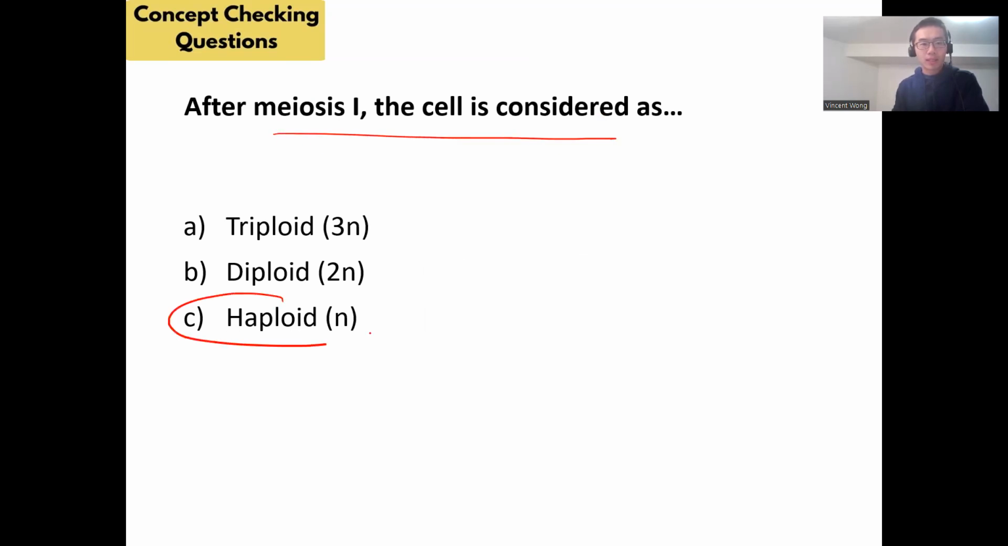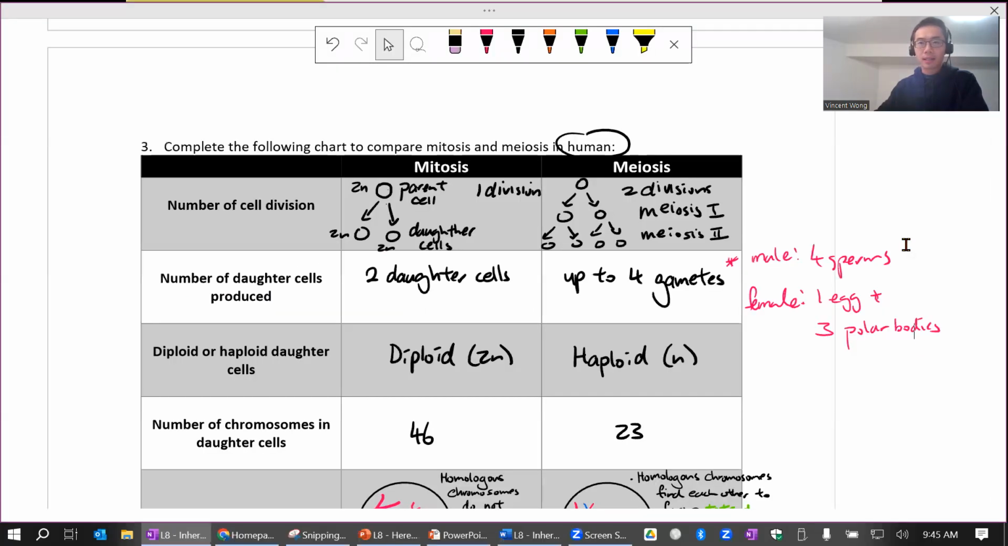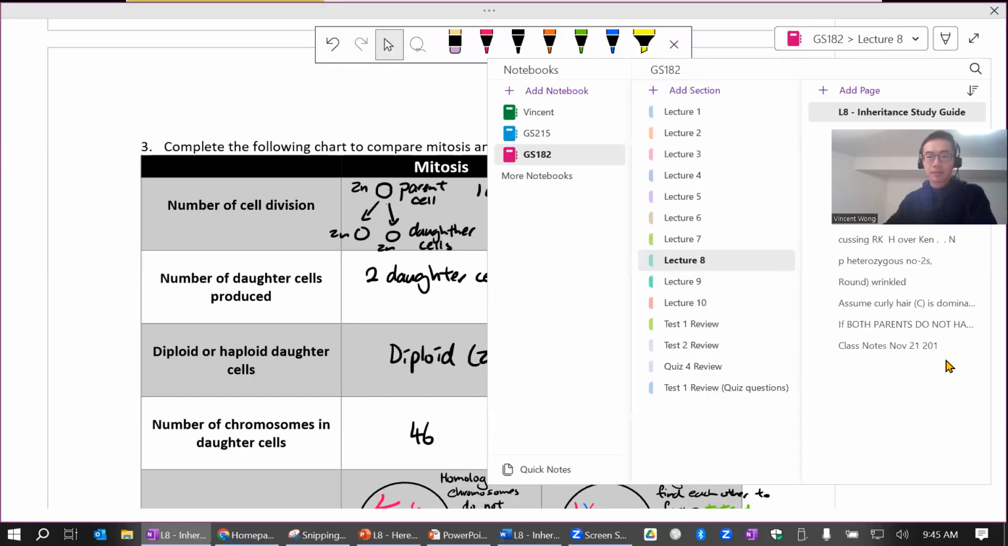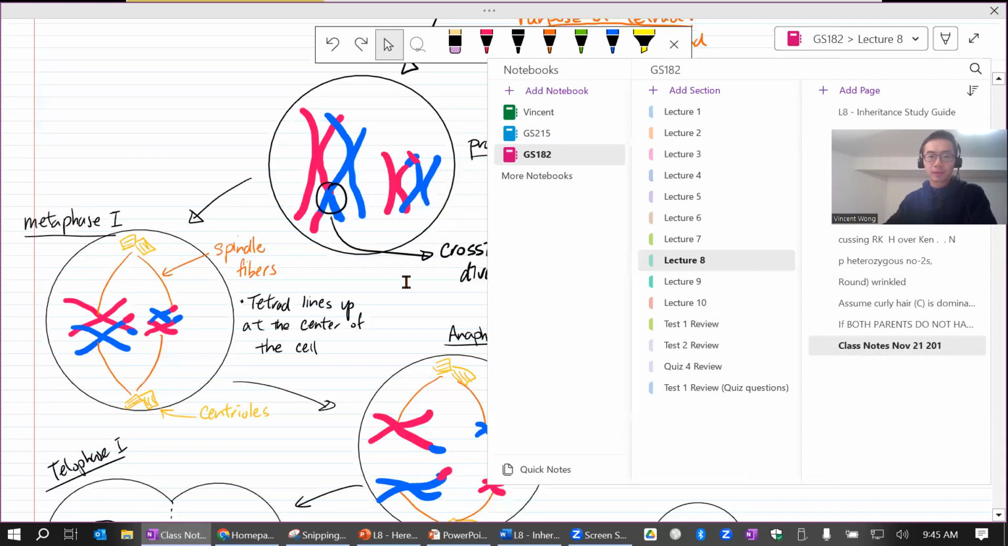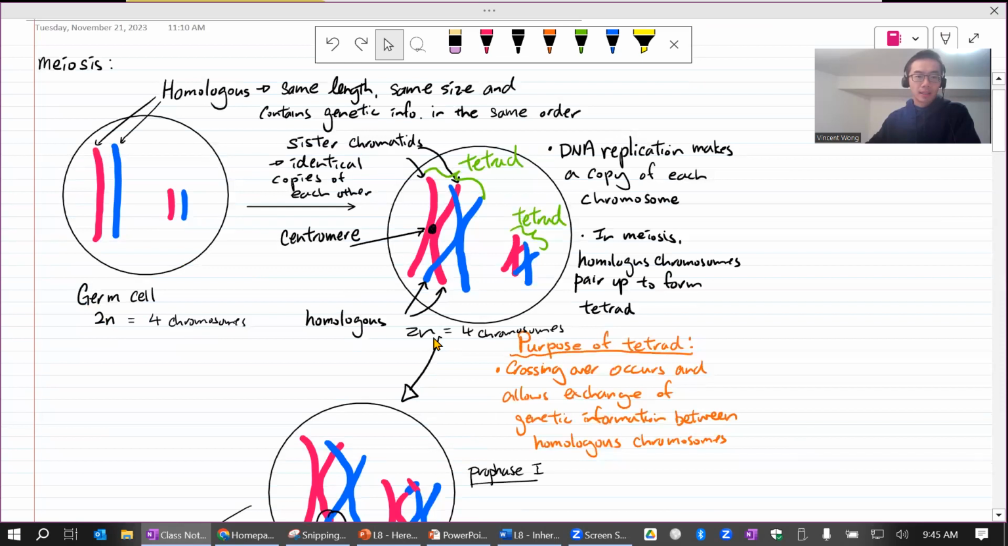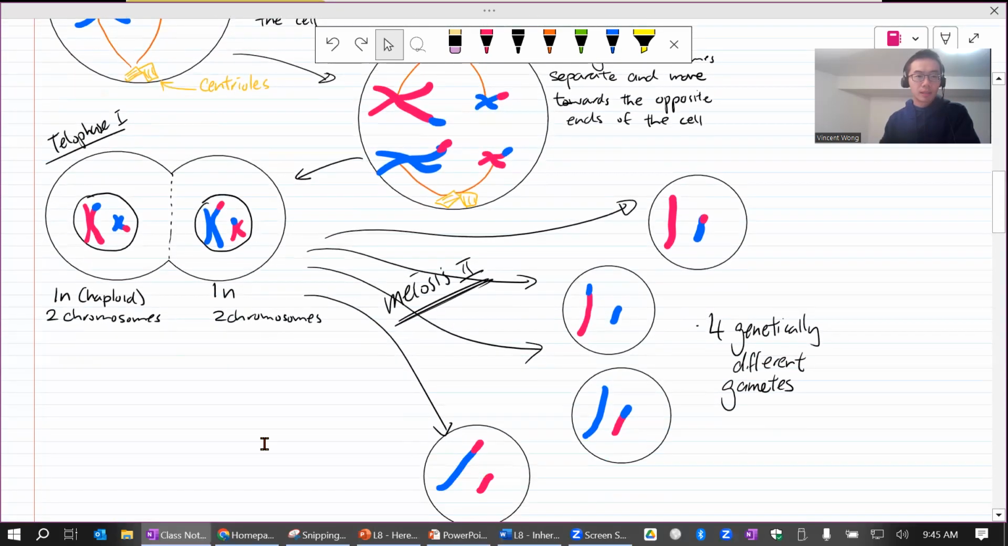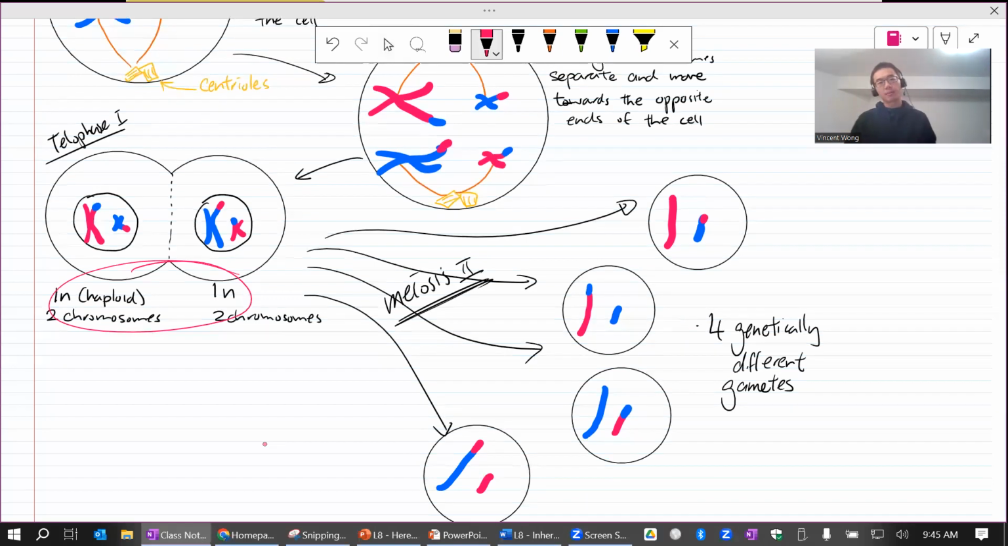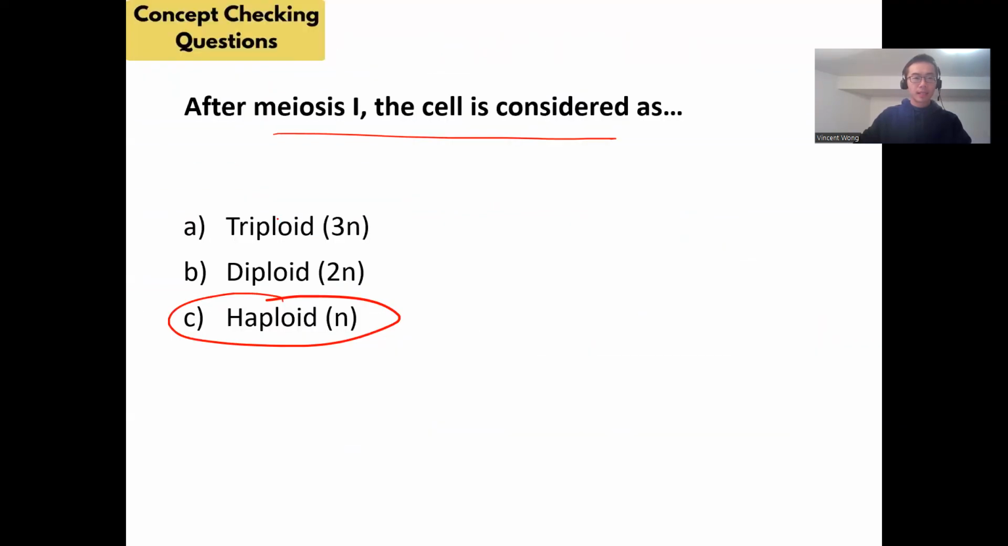After meiosis 1, the cell is already haploid. We started with 2n, and after you do all the division, it's going to be n. It's already half the genetic material. So that's the answer. It's going to be haploid.